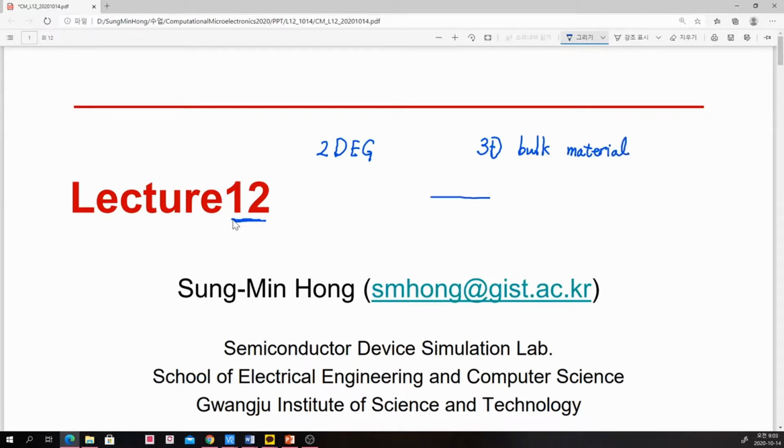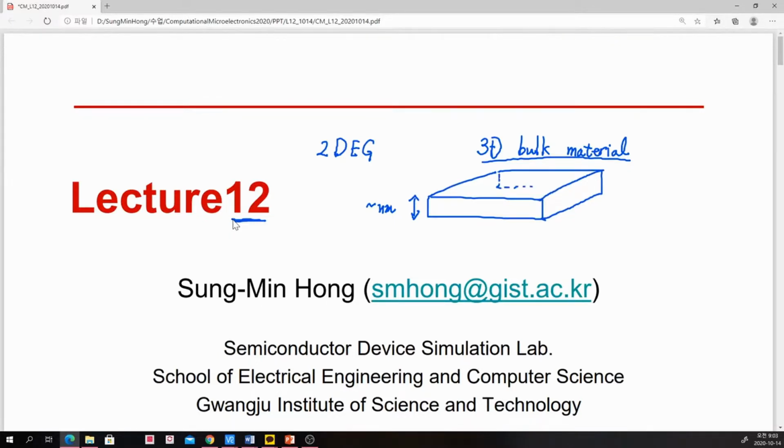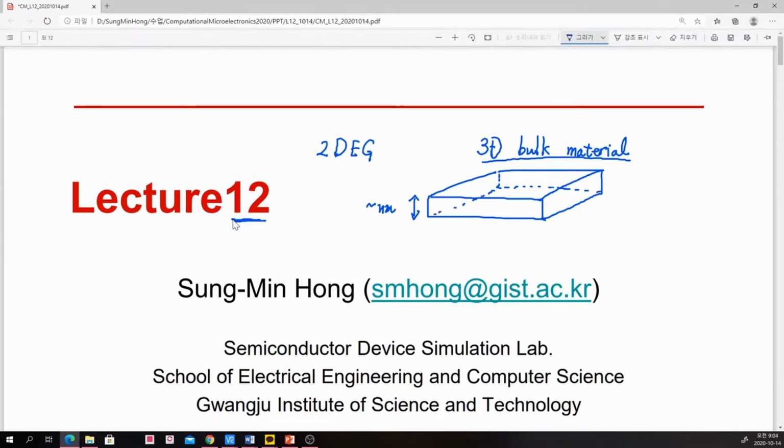However, by reducing the physical thickness of this bulk material to the nanometer scale, the size quantization effect occurs. That's the reason why, although our material is a three-dimensional bulk material, when it is placed in a very thin layer, effectively it's behaving just like a two-dimensional electron gas.